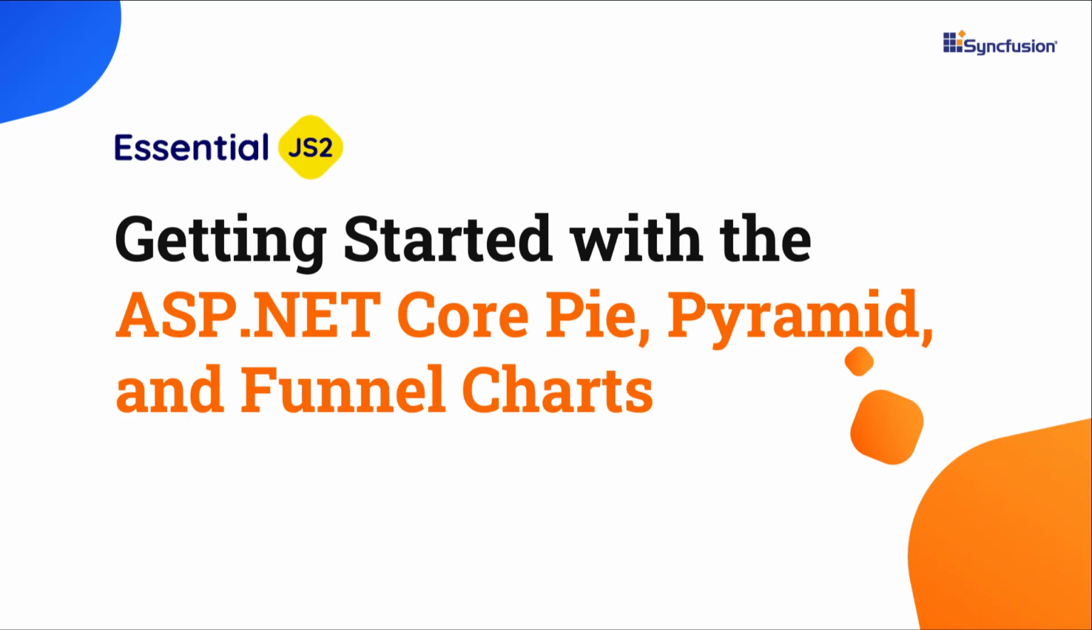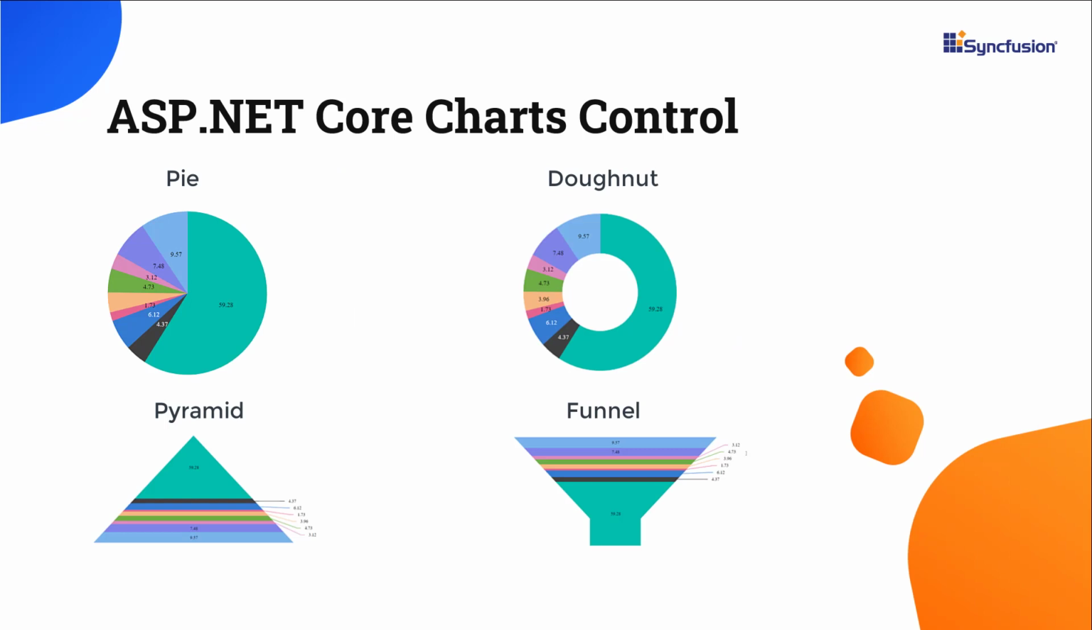Welcome to this ASP.NET Core Charts control tutorial. The Syncfusion ASP.NET Core Accumulation Charts control is designed to visualize data by dividing it into segments and illustrating numerical proportions. You can use it to create various accumulation charts, including pie, donut, pyramid, and funnel.